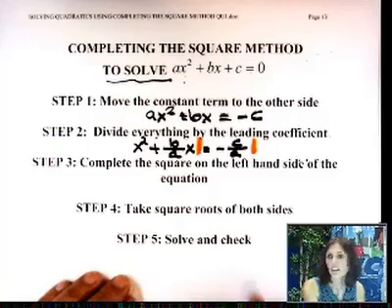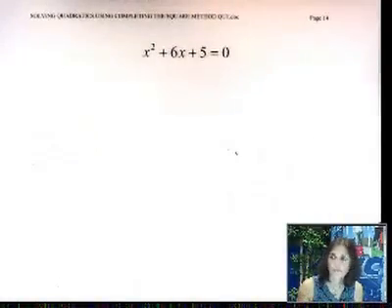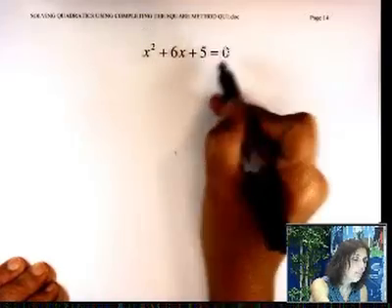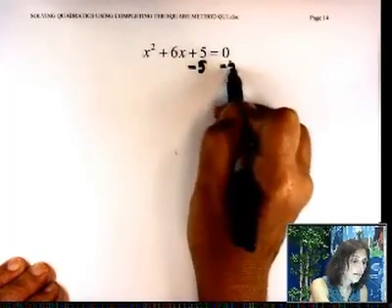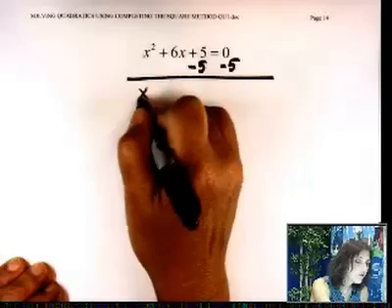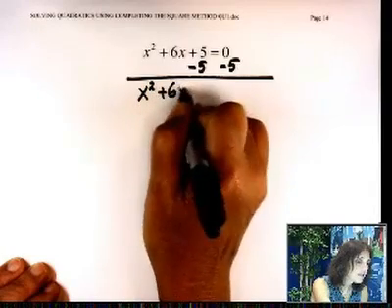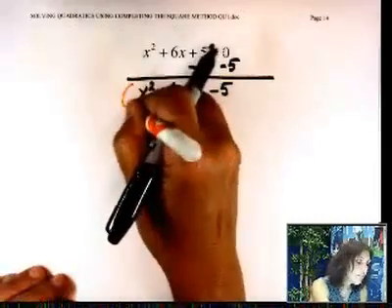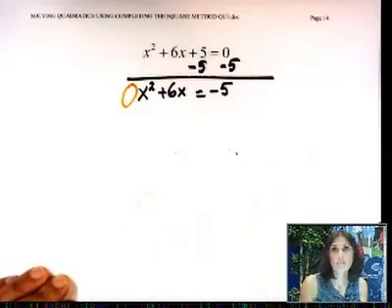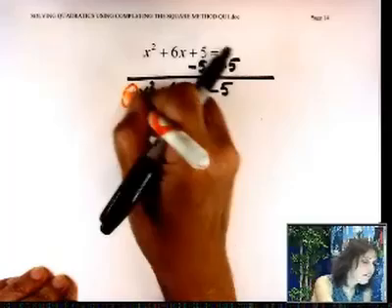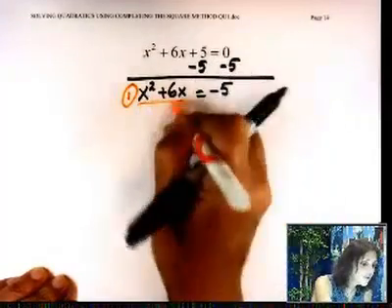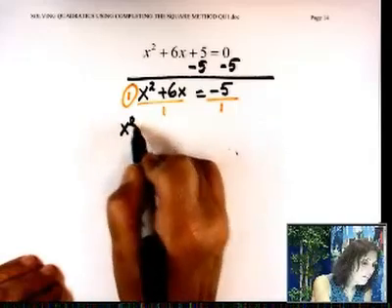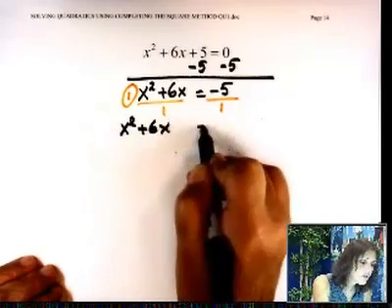All right, so let's go do an example. What are the steps? Move the 5 to the right. Step 1. Here's what you have, x squared plus 6x equals negative 5. If you have something in front of the x squared, then you need to divide both sides by that. But this is 1, so it's not going to make any difference. So you still have the same thing. x squared plus 6x equals negative 5.